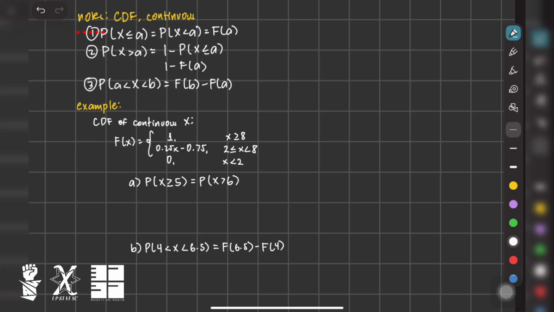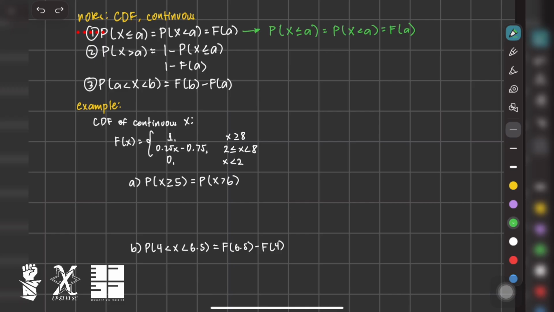Right here, I have noted some notable properties of a cumulative distribution function when your variable is continuous. So here you have that the probability that X is less than or equal to a is equal to just the probability that X is less than a, where it is basically F of a. Let's just skip that because it's the same thing.